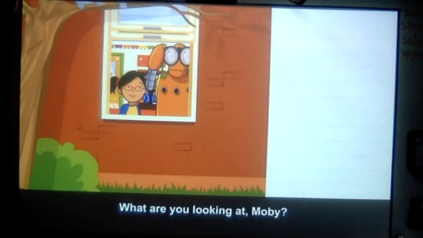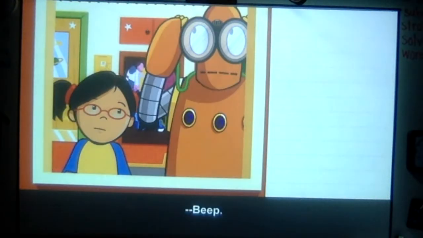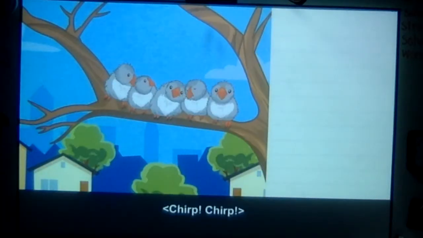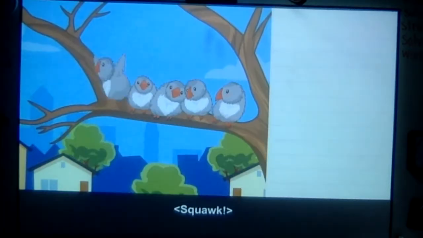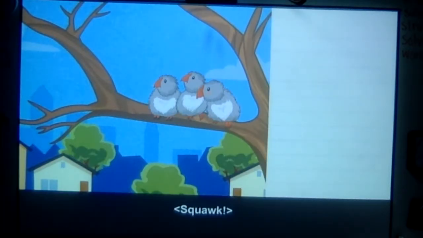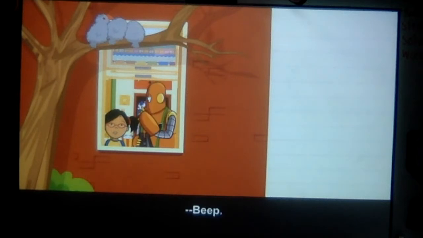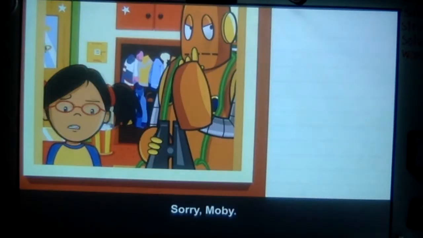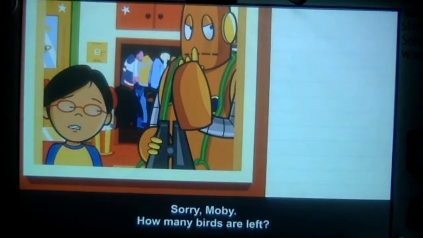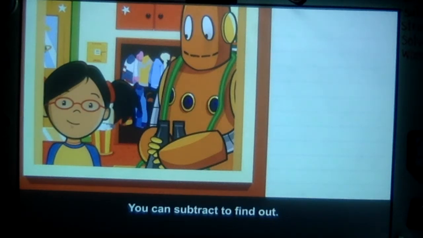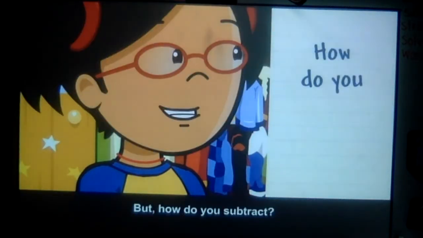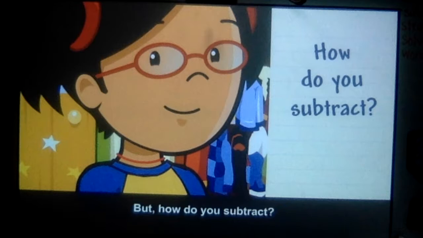What are you looking at, Moby? You're bird watching? Cool. Sorry, Moby. How many birds are left? You can subtract to find out. But how do you subtract?